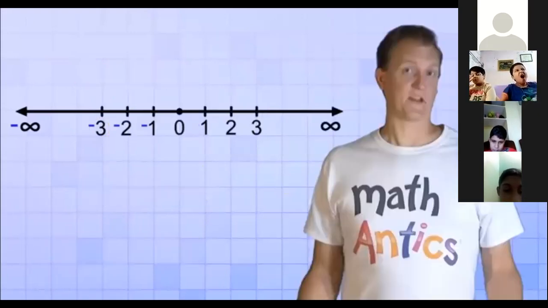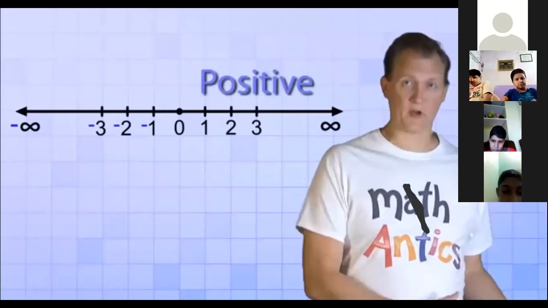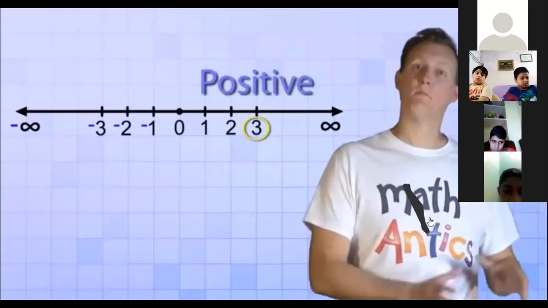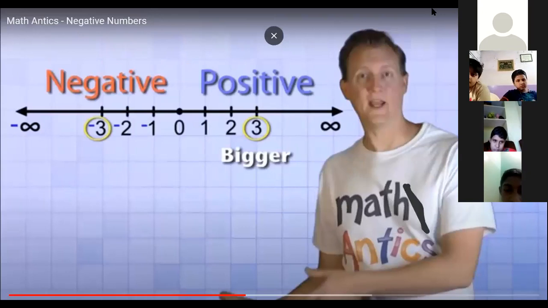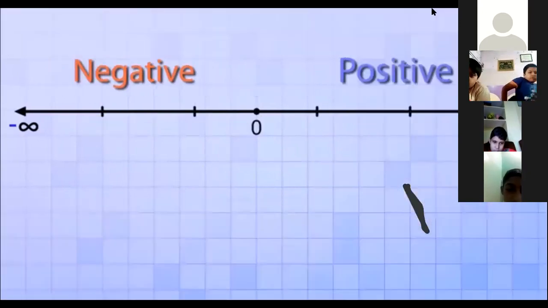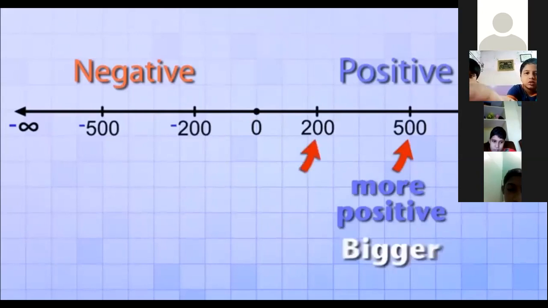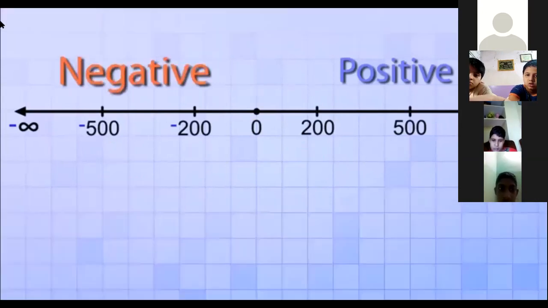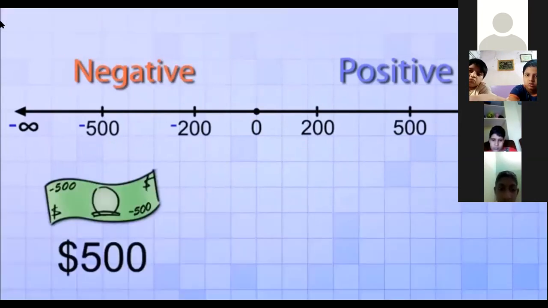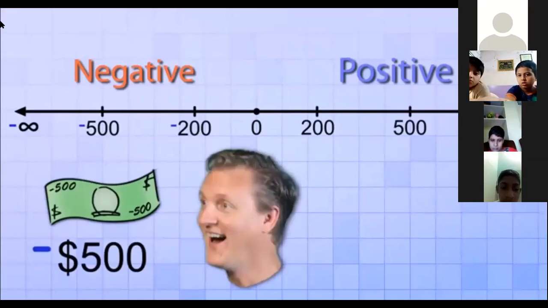I like to think of it like this. On the positive side of the number line, 3 is more positive than 2, so it's bigger. But on the negative side of the number line, negative 3 is more negative than negative 2, so it's smaller. And you can use that idea no matter what the numbers are. On the positive side, 500 is more positive than 200, so it's bigger. But on the negative side, negative 500 is more negative than negative 200, so it's smaller. Keep that in mind if anyone ever offers to give you negative $500. The 500 part sounds pretty good, but the negative part, not so much.